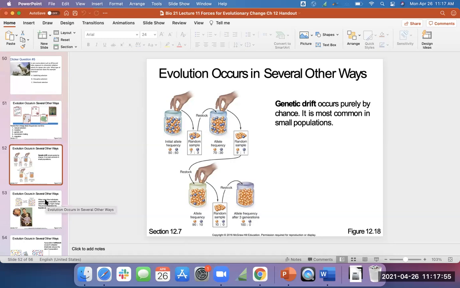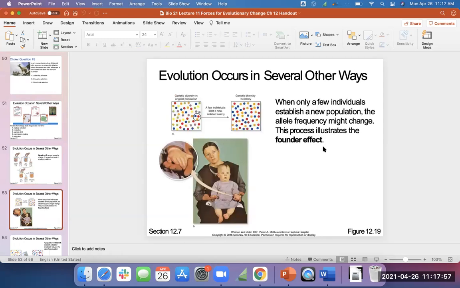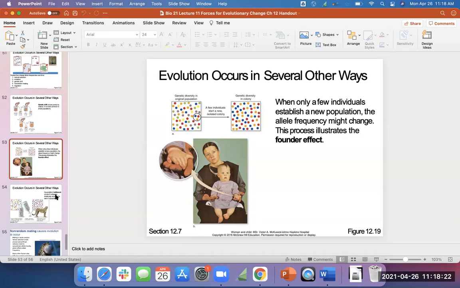Then there was the bottleneck and founder effect. Can you guys tell me what the founder effect is? Few individuals establish a new population and allele frequency might change. Yeah, because they're only mating among themselves, only in that group. It's a small population, so the allele frequencies change. So that's the founder effect. And then there was the bottleneck.